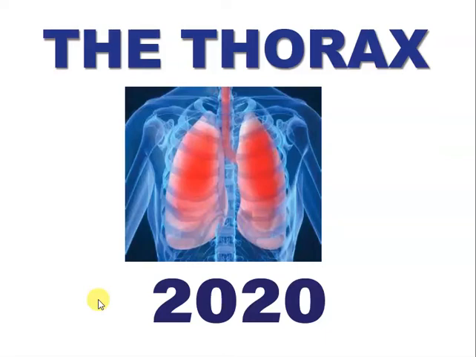Welcome back, friends. As we have already finished the anatomy of the upper limb, today we are going to start the anatomy of the thorax. And in the anatomy of the thorax, we are starting by discussing the thoracic wall. So today I will have a discussion on the thoracic wall and all of the aspects regarding the thoracic wall.